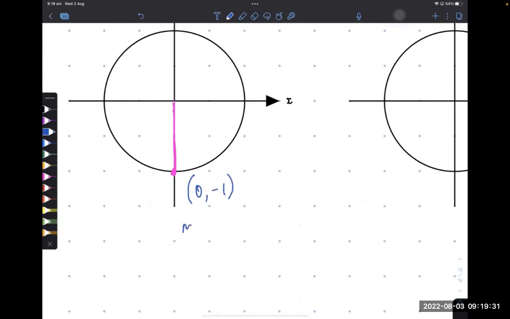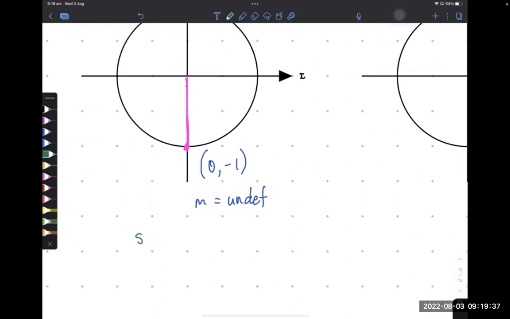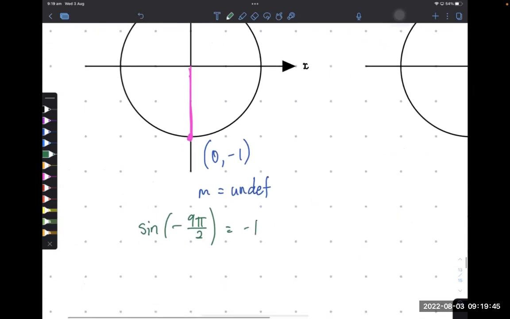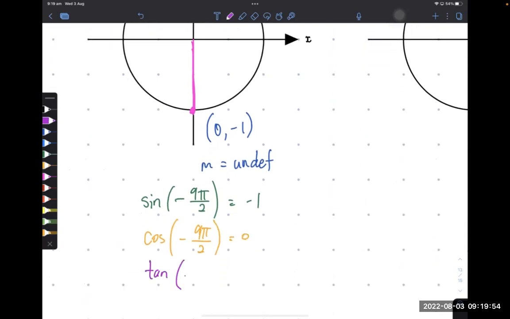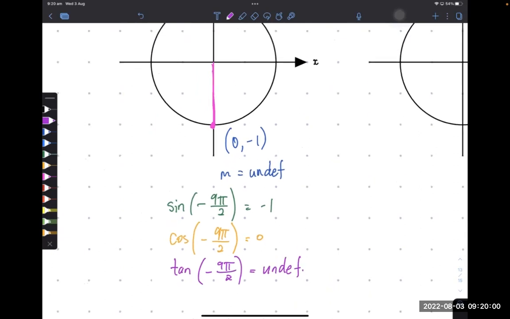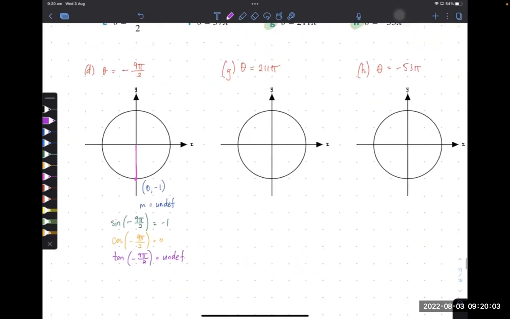0, negative 1. And what's the gradient? Undefined. So therefore, what's your sine, cos, and tan? Sine measures the y, cos measures the x, and tan measures the gradient, which is undefined. Can you see it's just capturing pieces of the information that's presented to you? So what happens when you are given an angle? You must find the location on the unit circle.